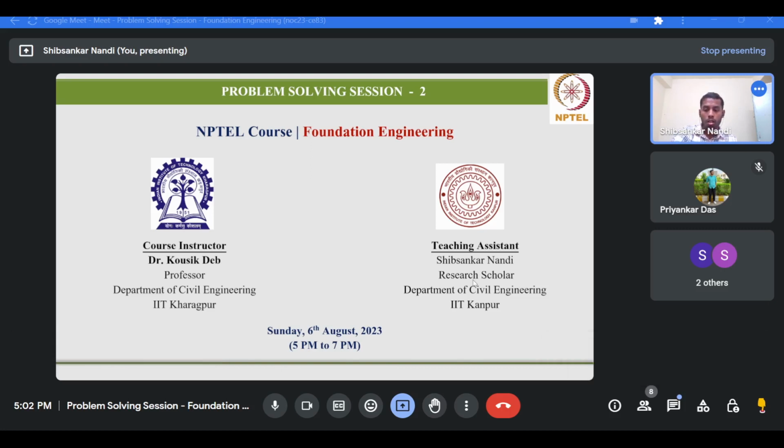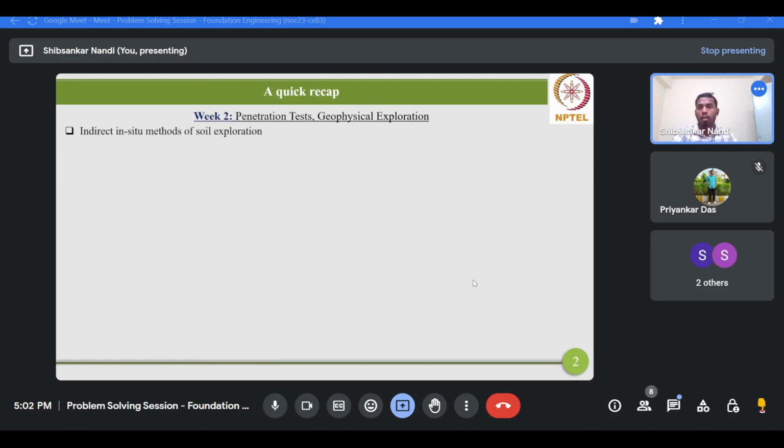Okay, so in the last week we had discussed the fundamentals of soil mechanics, and subsequently we had solved a couple of problems regarding the three-phase relationship, then compaction, consolidation, determination of effective stress, and I think shear strength, and two or three problems regarding the standard penetration test.